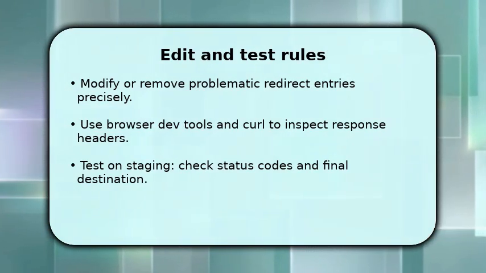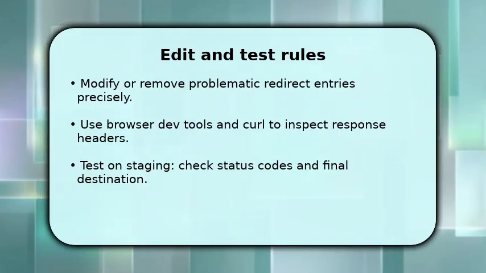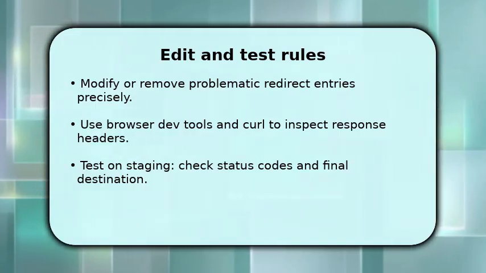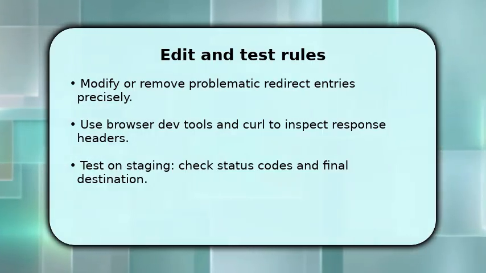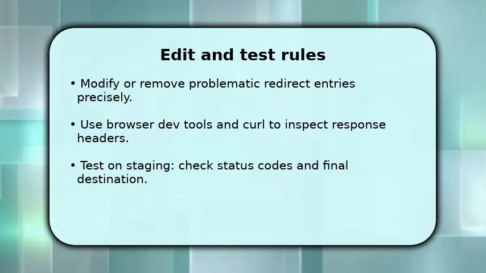Now you modify the rules, remove duplicates, correct pattern matches, or replace a 302 with a 301 when appropriate. Use precise matching, avoid broad rules that capture unintended paths.